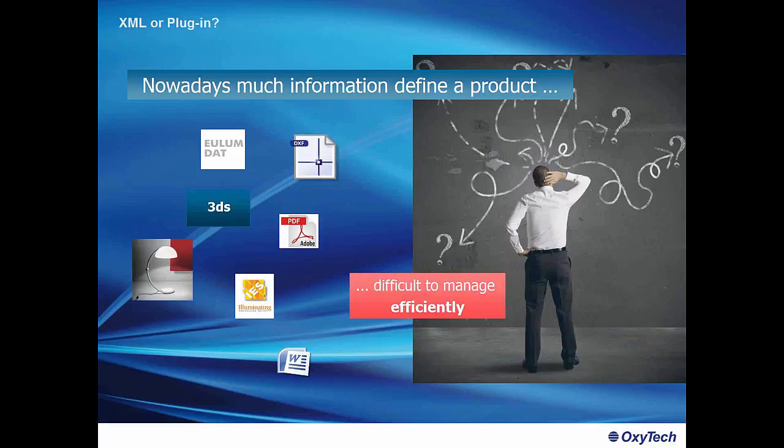Nowadays, much information defines a product, as we said, and more information will be needed to manage a product. Why? Because more and more standards are developed, and so they bring new parameters and new concepts, and those concepts and parameters cannot be completely managed, in our sector, lighting, through the IES or through the LDT files.